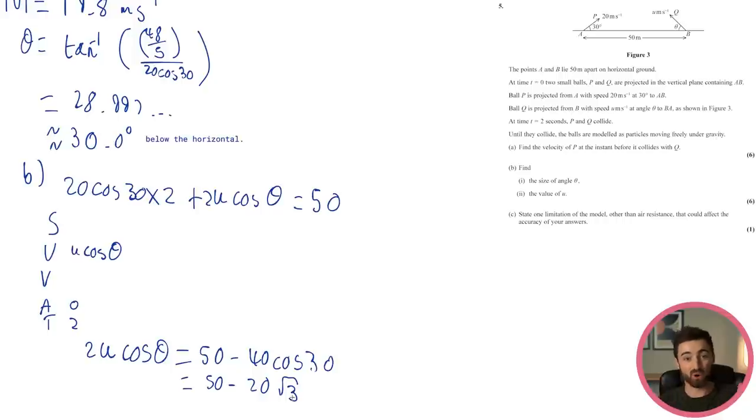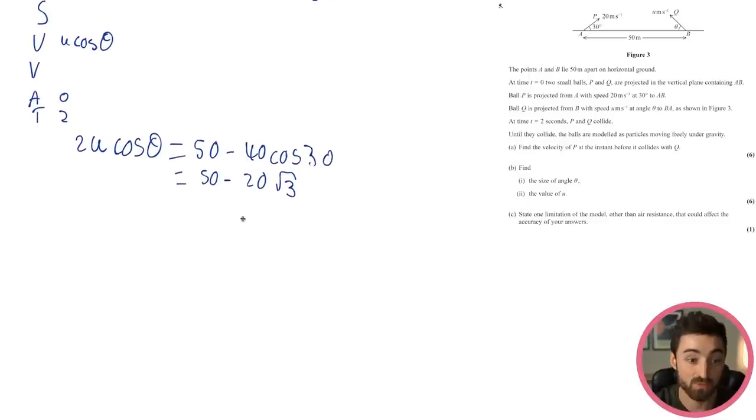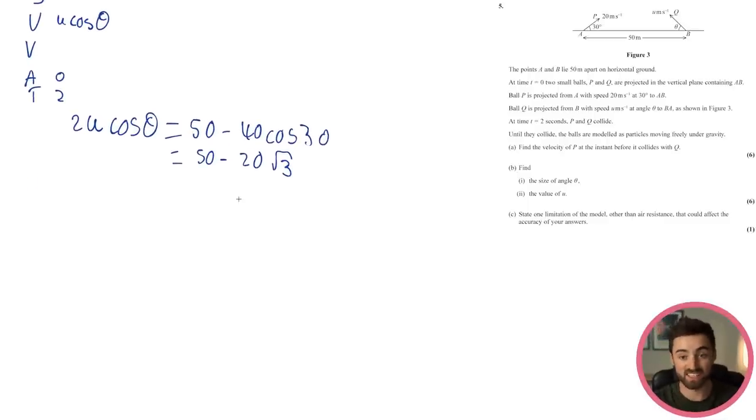Think about it, right? We've got an equation that relates to the horizontal displacement of these things, but we also know what the vertical displacement is going to be because they're going to have to be the same. They both go up vertically. They start at the same point, don't they? They start here, they both go up, and then they hit each other. It doesn't matter how far along it is because we've already taken that into account in this equation. So what I'm going to do is set up vertical SUVATs for both of these, see what we can do. So let's go P here.